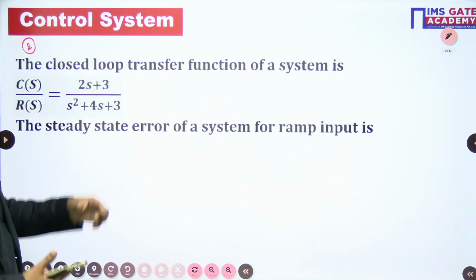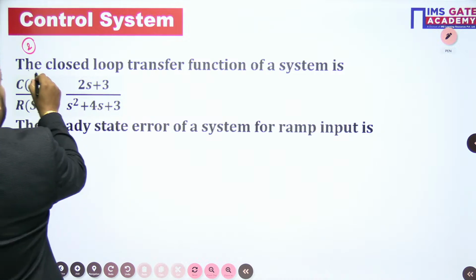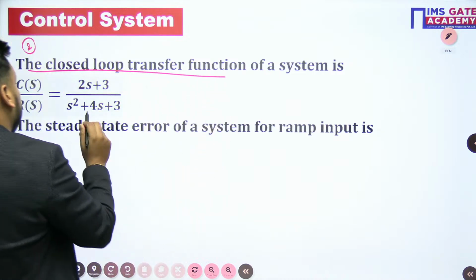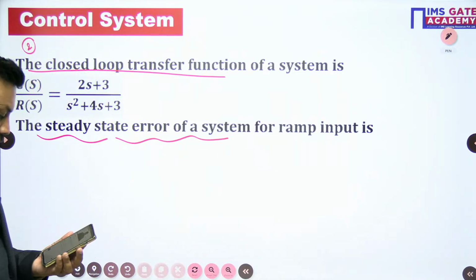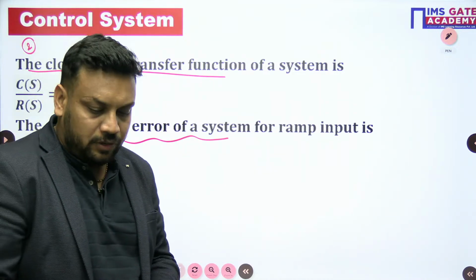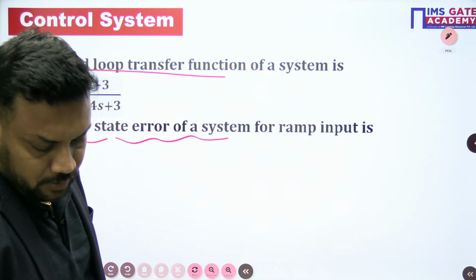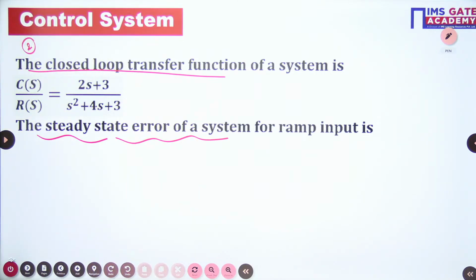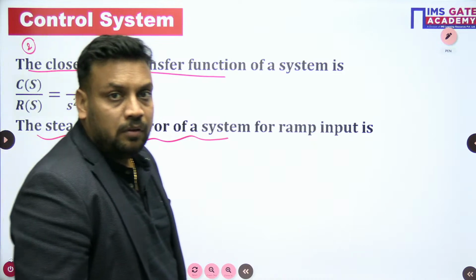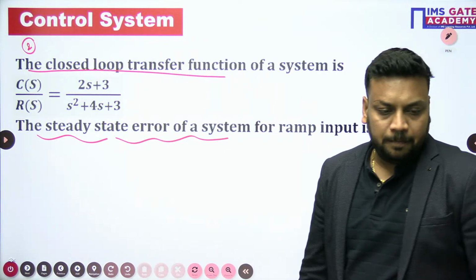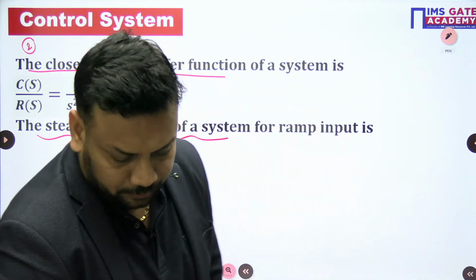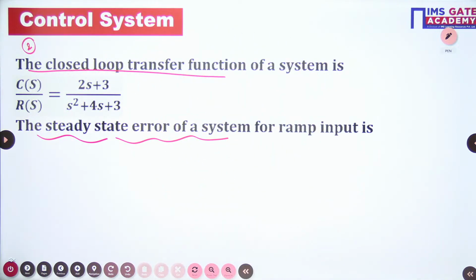The closed loop transfer function, CLTF, of a system is given to you. The steady state error of the system for the ramp input is. Come on, guys. Try to attempt this question fast. I want to see how many of you are able to attempt it. Do it fast.